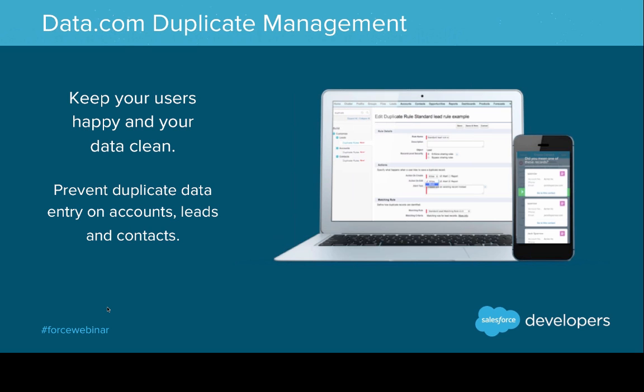So this allows you to keep your data clean and your users happy, and it lets you prevent data entry on accounts, leads, and contacts. So you can't create dupes that way. This is in beta, as with much of the Lightning components that you saw. So let's take a look at what data.com duplicate management looks like.